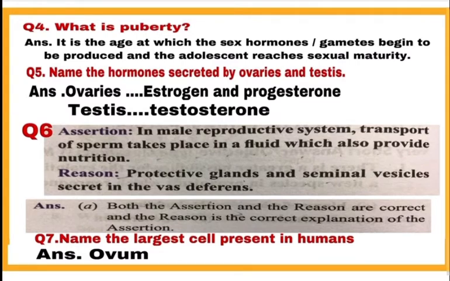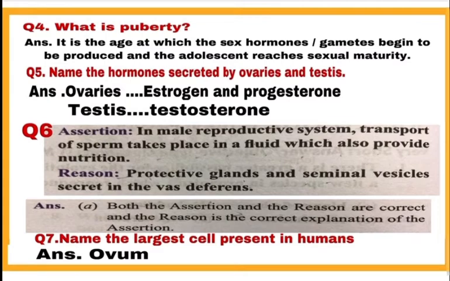Question number 6. This is an assertion-reason type question. See the assertion statement. In the male reproductive system, transport of sperm takes place in a fluid which also provides nutrition. This is the correct statement. Now see the reason. Prostate glands and seminal vesicles secrete in the vas deferens. This is also a correct statement and also the correct explanation for the assertion. So, the correct answer is A. Both the assertion and the reason are correct, and the reason is the correct explanation of the assertion.